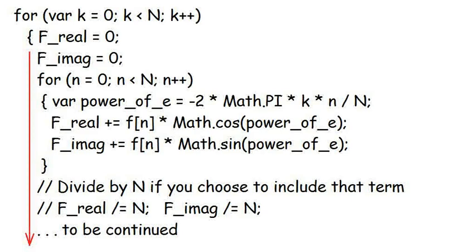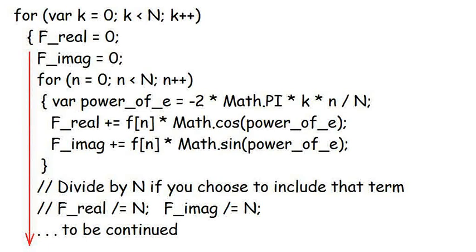The power of e calculated corresponds to the equation that you saw, except that it doesn't use i as the square root of -1. Instead, we use the identity that you saw, the one with cosine and sine in it, to update the real and imaginary totals respectively.